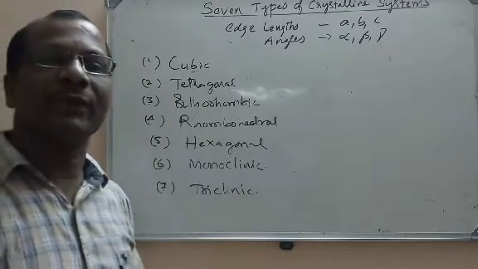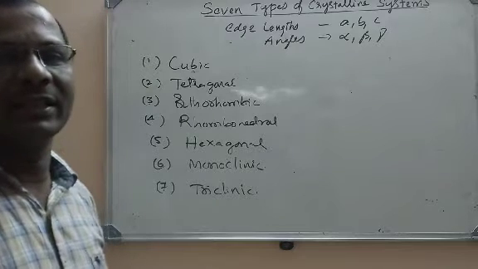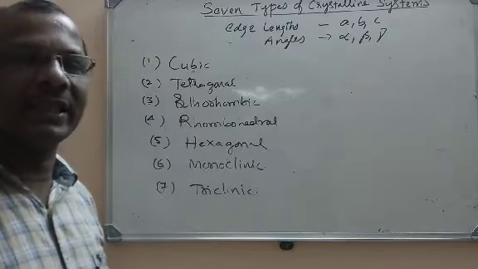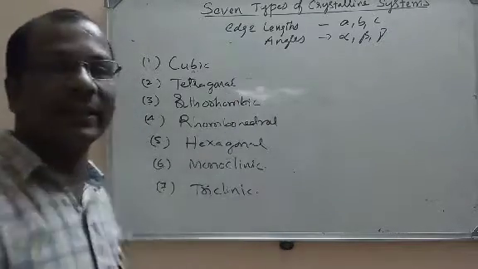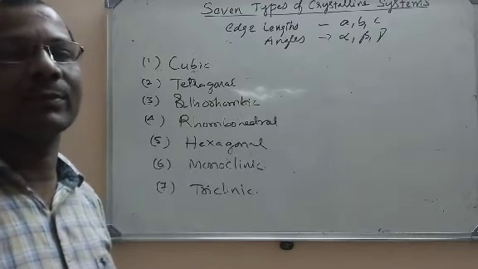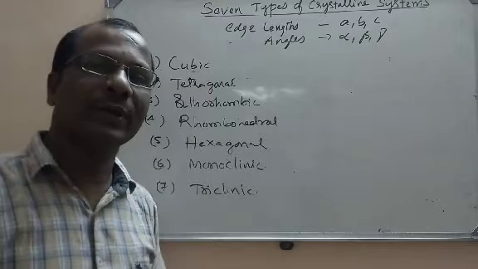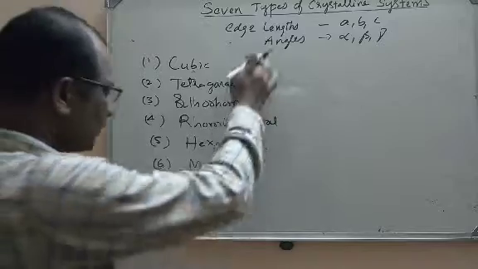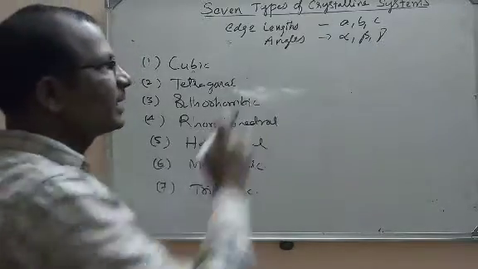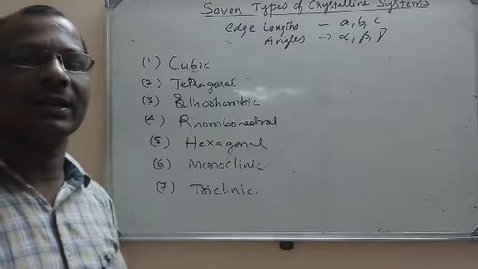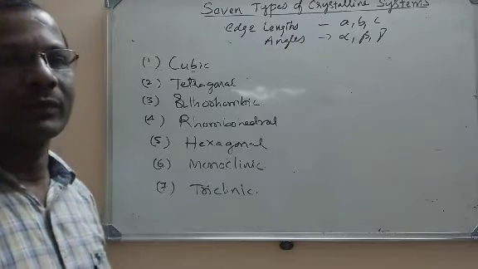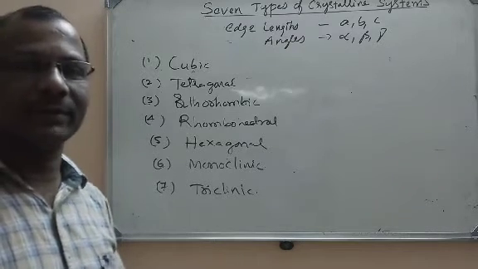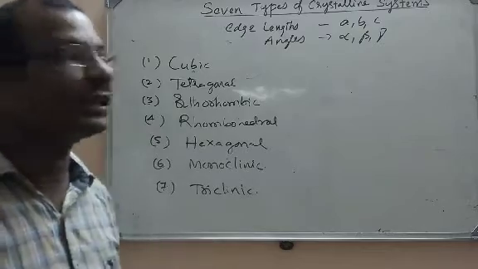We have 7 types of crystalline systems based on the cell parameters, that is edge lengths and angles made by the edges. So these are based on the dimensions of the cell, not on the position of the points. For the position of the points, we have 4 types of unit cells. So these 7 crystalline systems are based on the cell parameters alpha, beta, gamma and edge lengths a, b, c. But again, these 7 crystalline systems will be divided into 14 types. These 7 will give us 14 types of Bravais lattice.